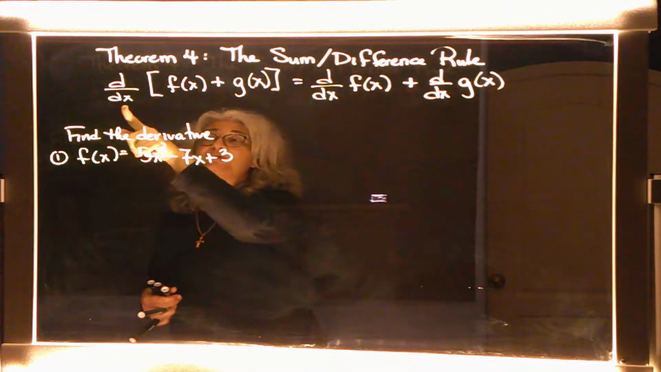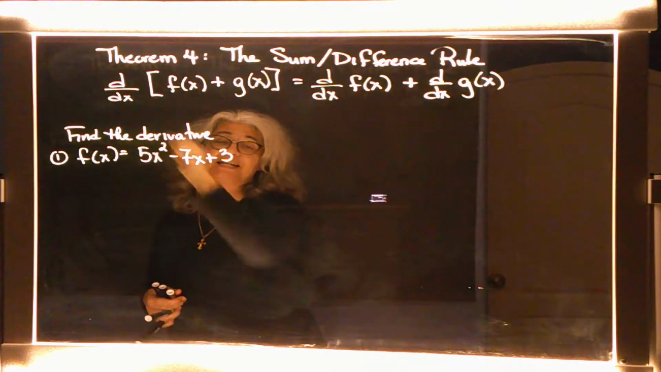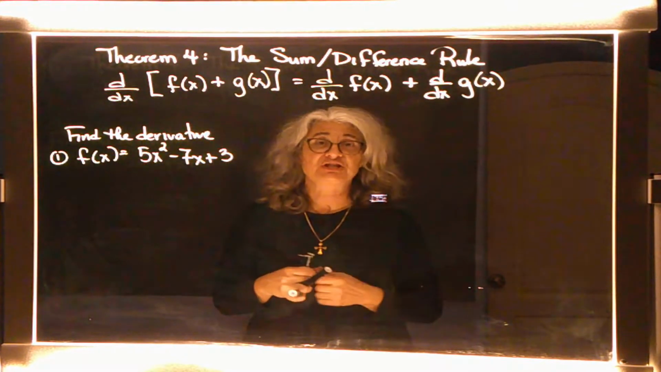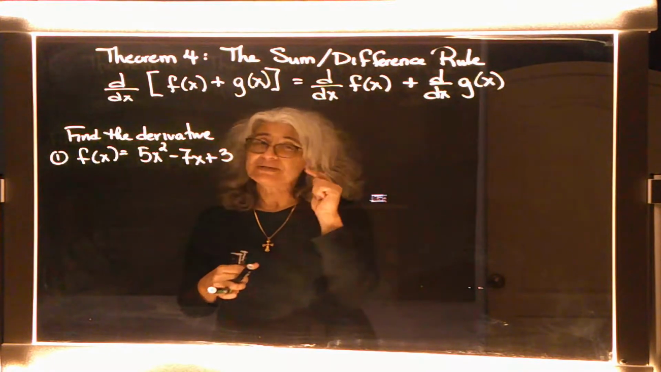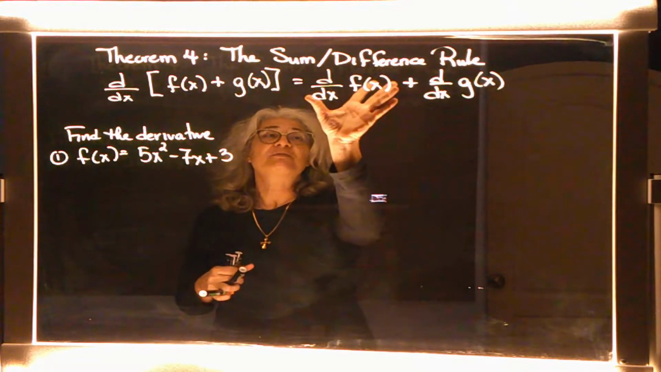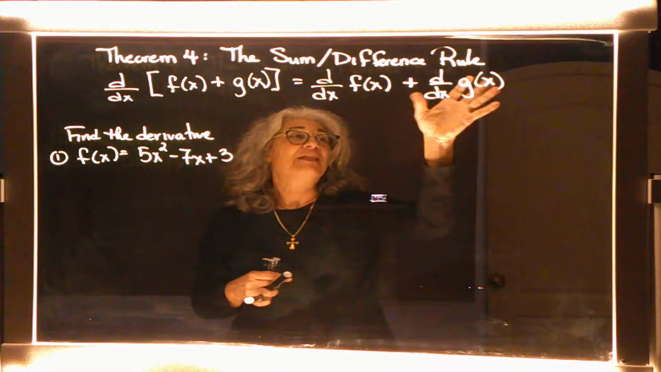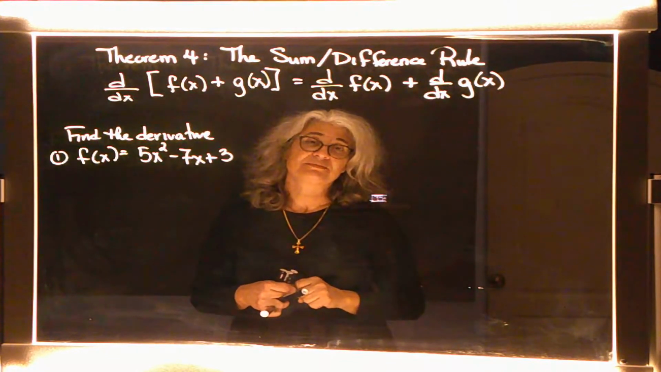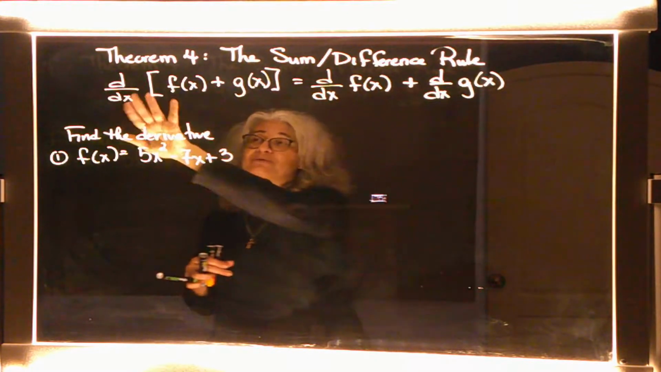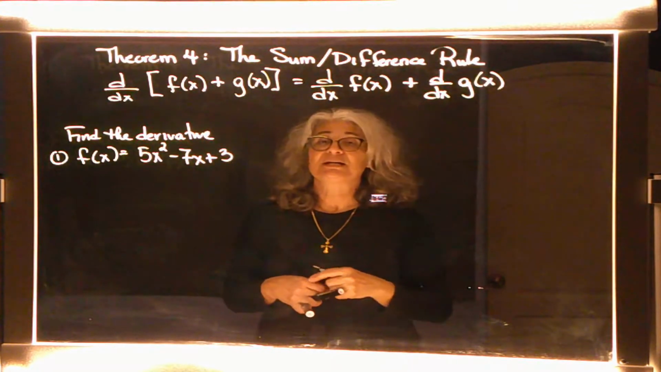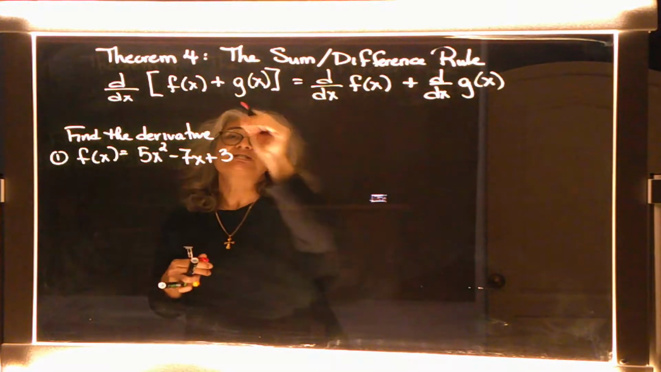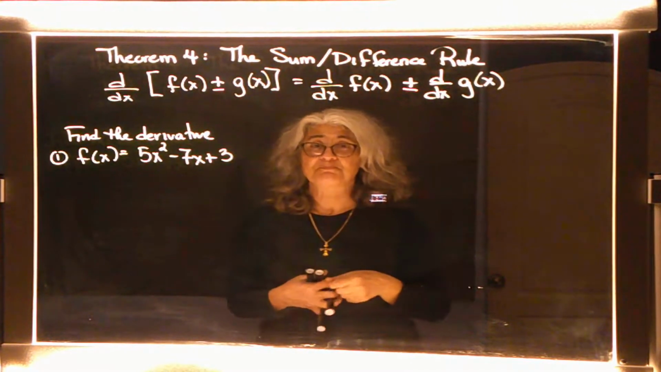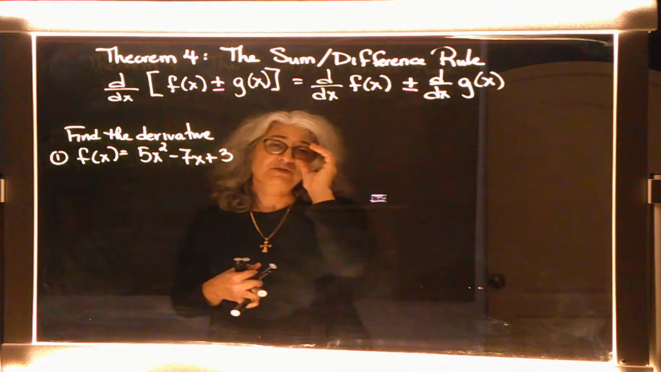And it's saying if you take the derivative with respect to x of this sum, f of x plus g of x, it's the same as if I took the derivative of f of x, then the derivative of g of x, and then added them together. Almost like we're able to distribute this derivative part. By the way, it doesn't just work for addition, it also works if there's subtraction between these. Got it? Okay, so let's look at this first problem.